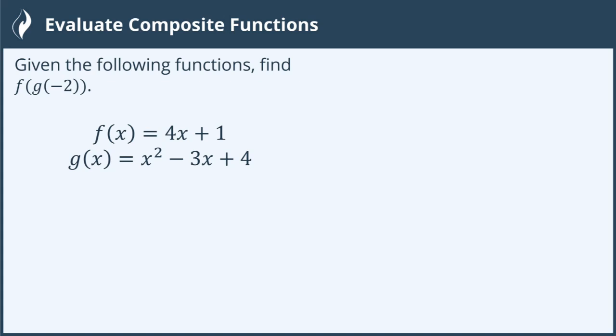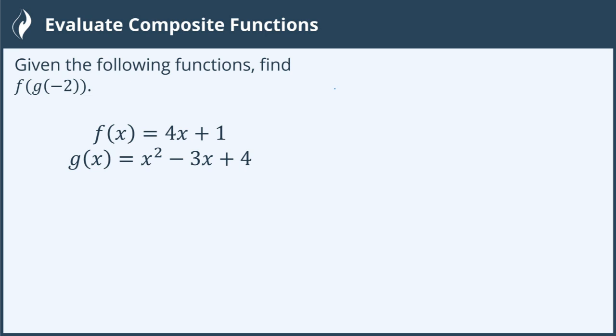Here we're working with composite functions. We are given f of x is defined as 4x plus 1. G of x is defined as x squared minus 3x plus 4. And we are trying to find f of g of negative 2. Now there are two ways that I can approach this problem, and I'm going to show you both ways.